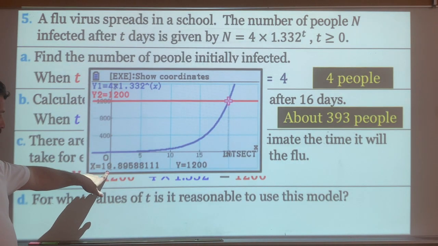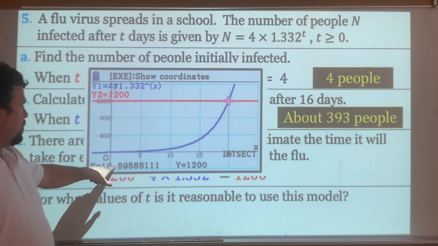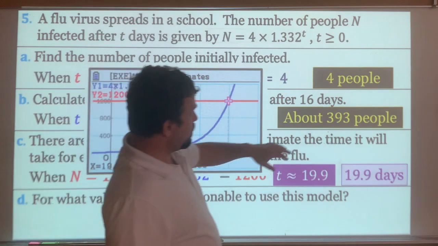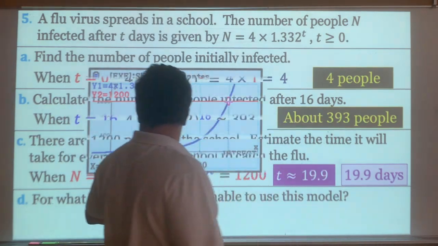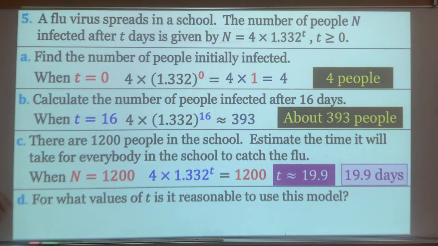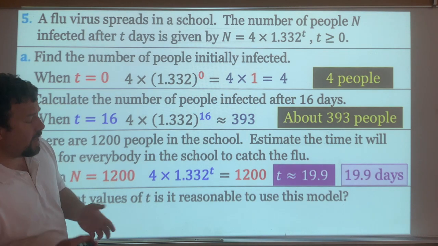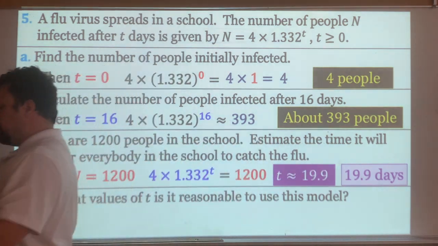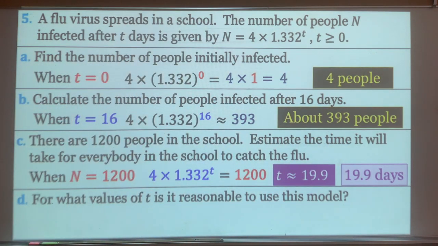X is 19.895, or approximately 19.9. So it takes about 19.9 days, or about 20 days, for the entire school to be infected. So to go from 400 people to 1,200 people, it only took about 4 more days. That's crazy. Would that happen in real life? Not necessarily, because people will stay home sick. Some people are immune and stuff like that. But this is general ideas if there are no outliers.